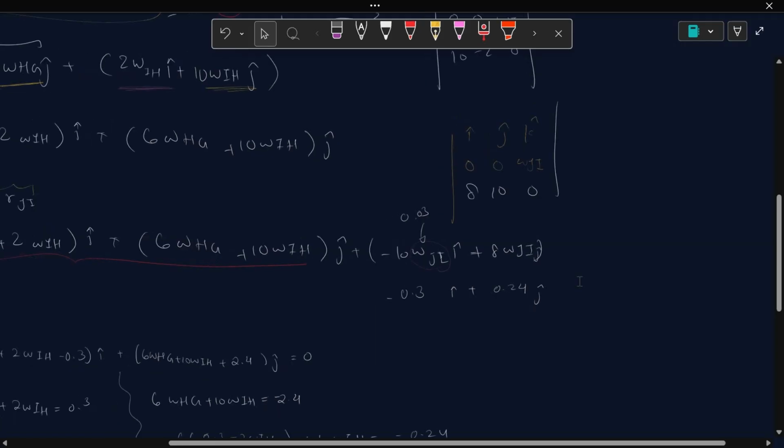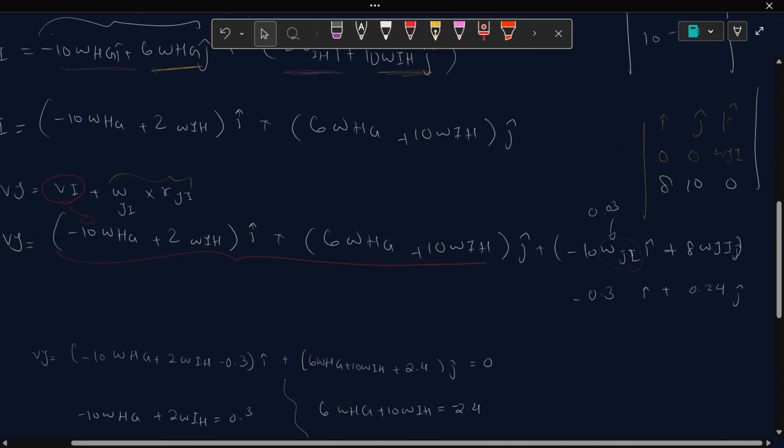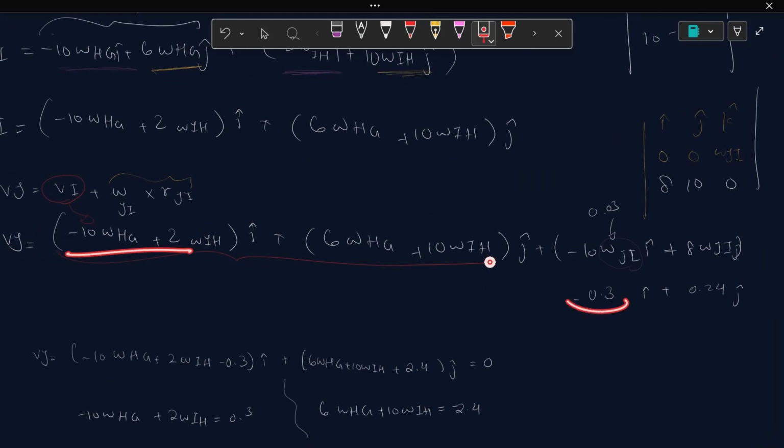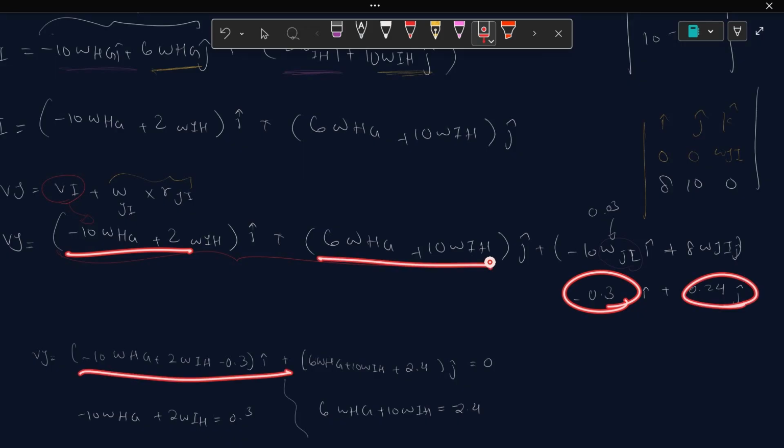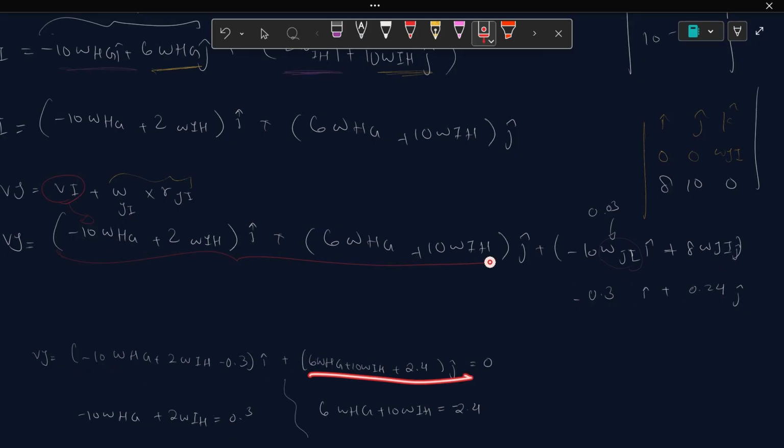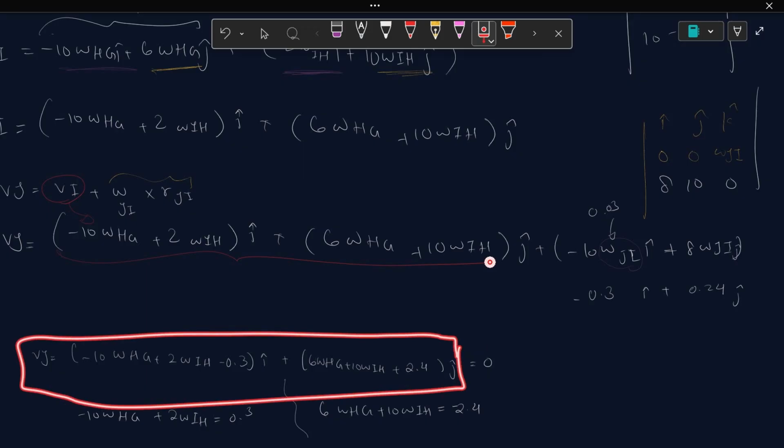Okay, now that we have the values, we can go ahead and add these up with this one. So we have this one and this thing combined with the j hat over here. Okay, now once we have everything combined over here, let's just forget this 0 for now. Once we have this whole thing combined, we still have unknown variables.